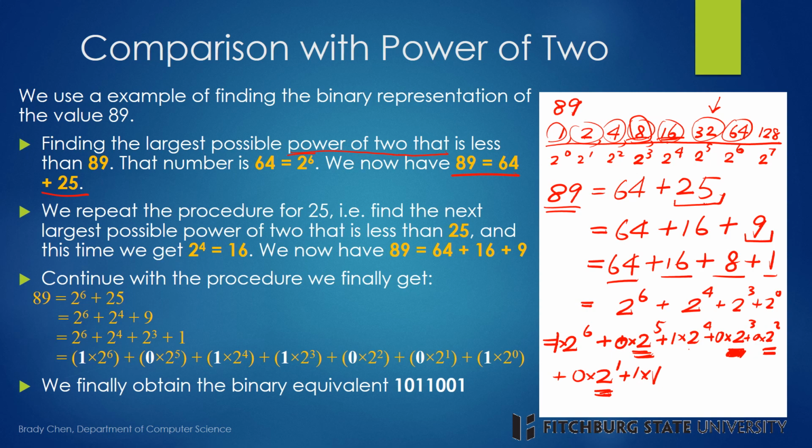So this is actually what we got. So here's the number 89. We just keep the same process and write 89 as the sum of powers of 2. Then we just add the missing parts.